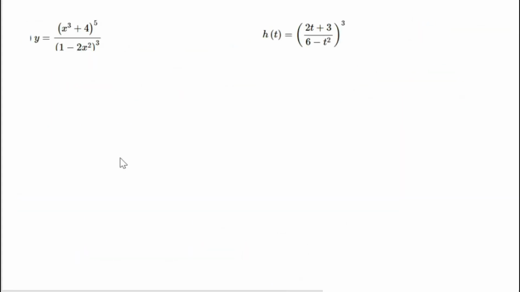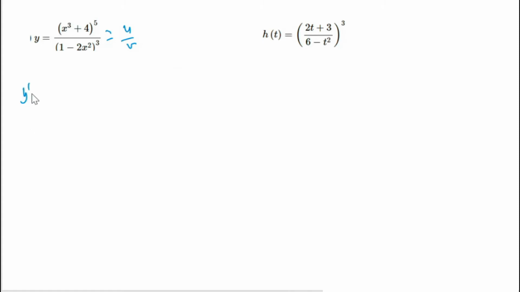So next one we have here, y is equal to the quantity of x cubed plus 4 to the power of 5 all over the quantity of 1 minus 2x squared to the power of 3. Since that is a rational function, we are going to apply the quotient rule. We know that the numerator is our u and the denominator is our v. So following the format, we have v du minus u dv.